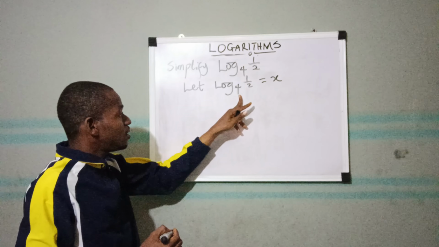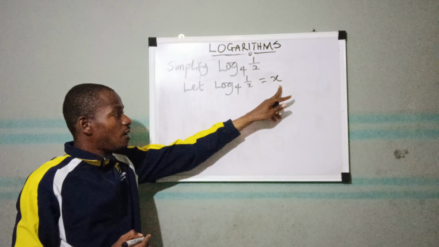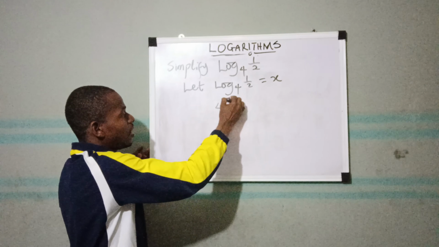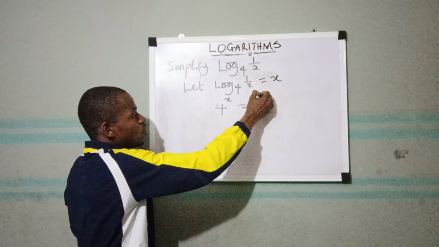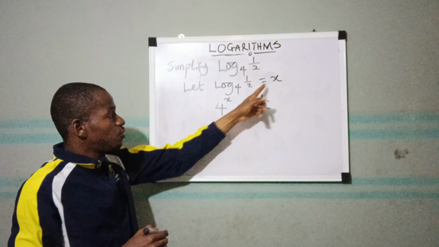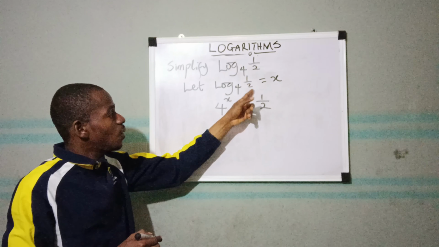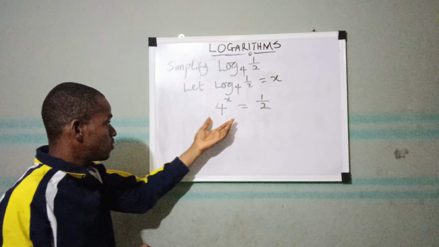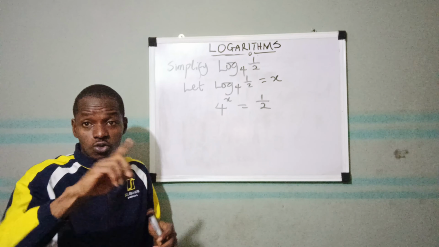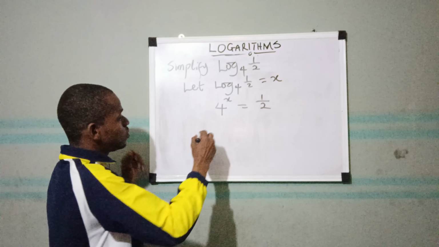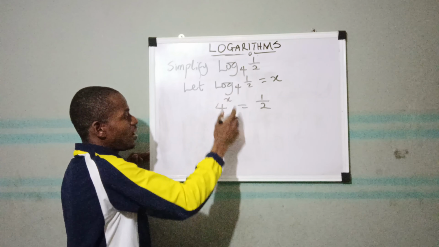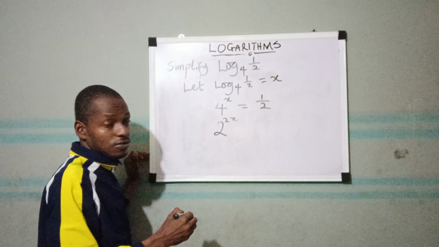Now, from there, 4 raised to the power of x is equal to 1 over 2. Let's simplify this down. 4 is the same thing as 2 raised to the power of 2. So this is 2 raised to the power of 2, and we have our x times x, that's 2x.